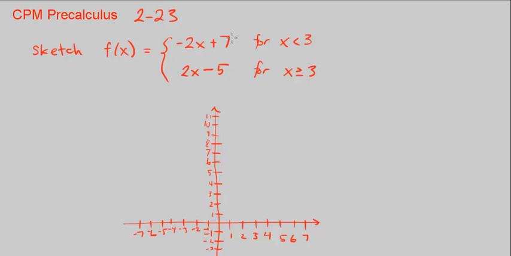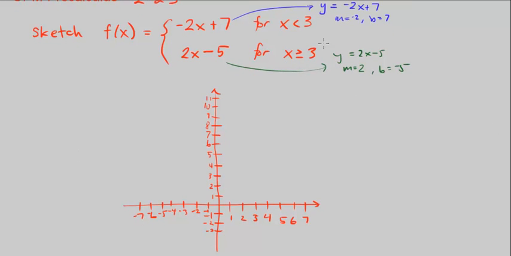Okay? So let me go ahead and say, well, that's just a line, y equals negative 2x plus 7, with the slope negative 2 and the y-intercept 7. And here we have another line, y equals 2x minus 5, with slope positive 2 and y-intercept negative 5, right? And we know that one is for x less than 3 and one is for x greater than or equal to 3. So at x equals 3, there's some transition from one piece to the other. Okay, so keep that in mind.